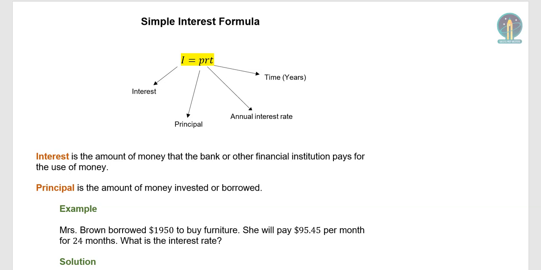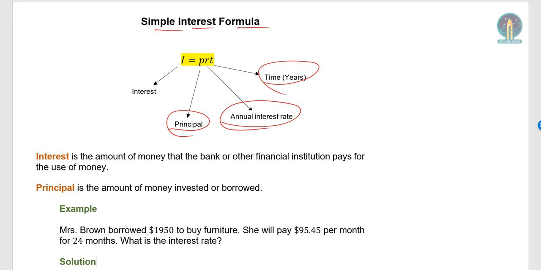Okay, in this concept, we're going to talk about the simple interest formula. To find the interest, you basically take the principal amount and multiply it by the annual interest rate, and then multiply by how many years the interest rate applies for.